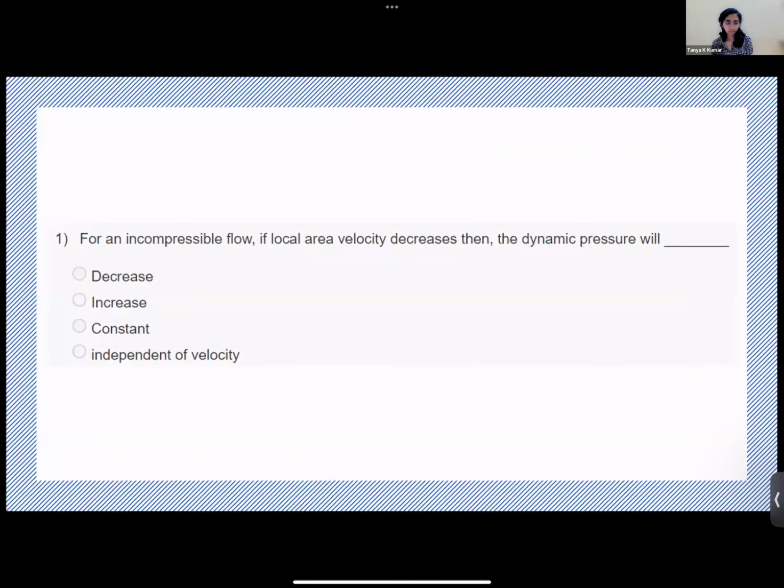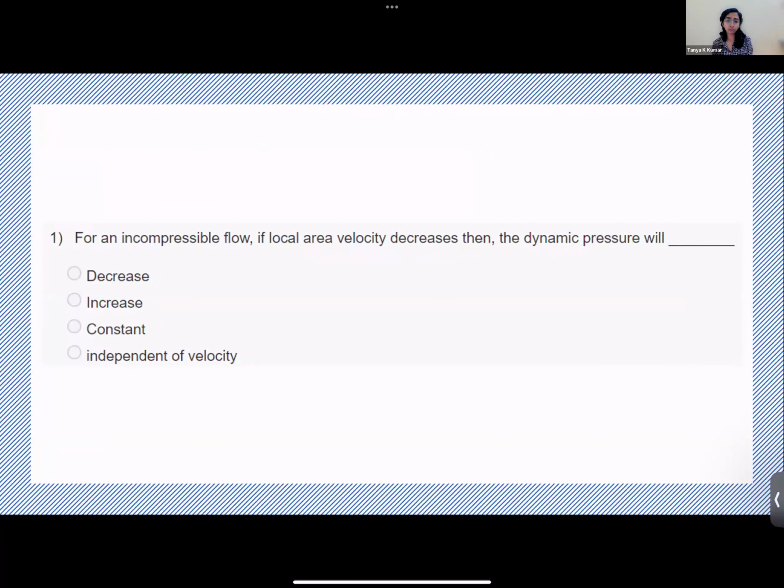Okay, so for an incompressible flow, if local area velocity decreases, the dynamic pressure will decrease. Yes, so dynamic pressure Q is nothing but half rho V square, right? So if this V decreases, then dynamic pressure will also decrease. Correct.